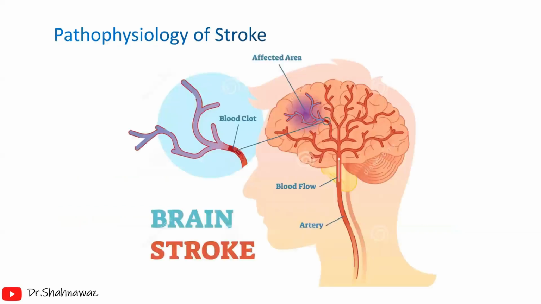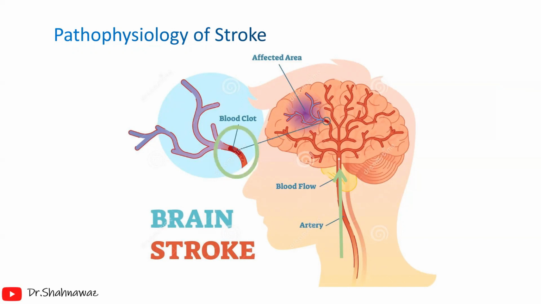And in the pathophysiology of stroke, we see that the blood is supplied to the brain by the cerebral arteries, from the arch of the aorta. We have the brachiocephalic arteries, and then we see the carotid arteries that eventually give rise to the cerebral arteries, and that supplies the brain.